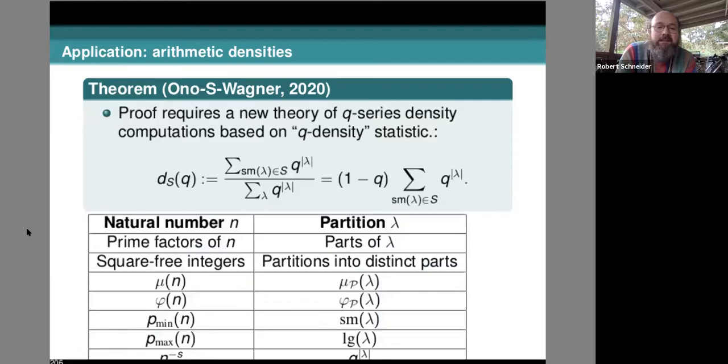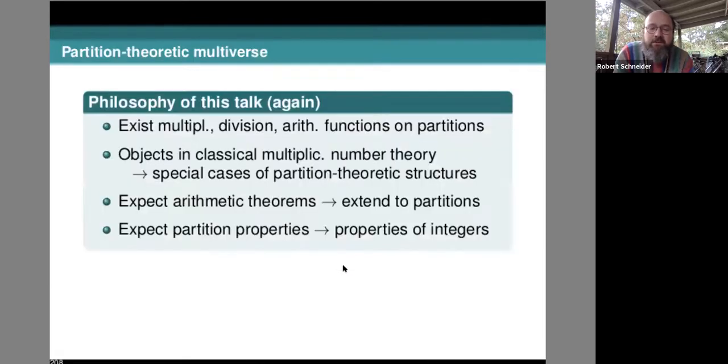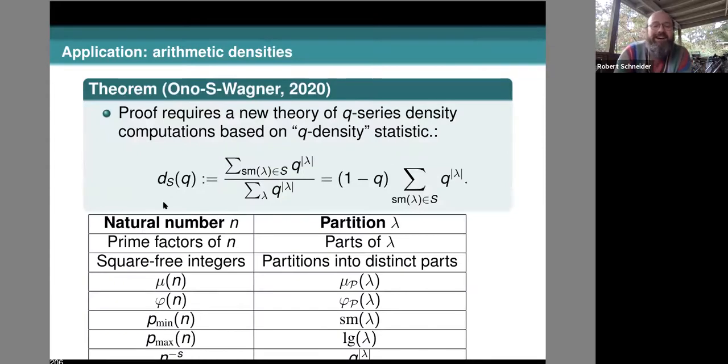To prove this, we had to develop a whole new theory of Q series density computations based on something called the Q density statistic that we named. I don't know why this is down there. That's a typo. Sorry for that, internet viewers of the future. But in any event, this object is called the Q density. It's kind of like the arithmetic density, but it's a Q series over partitions whose smallest parts are in S, divided by partitions in whose, this is it right here.